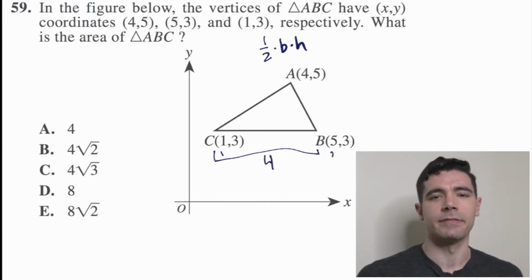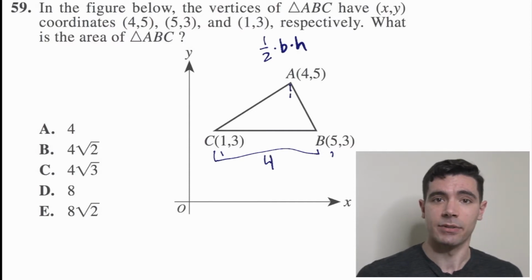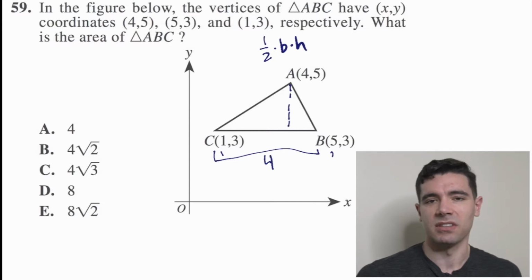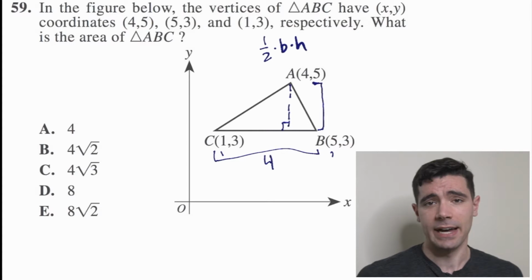Now, what would the height of that triangle be? The height is the perpendicular distance from the highest point down to the base, or just this little line. Well, how far would that be? It's only traveling in the y direction, right? So it's only going from a y value of 3, which is what C and B have, up to a y value of 5, which is what A has. So it went up 2 in the y direction.